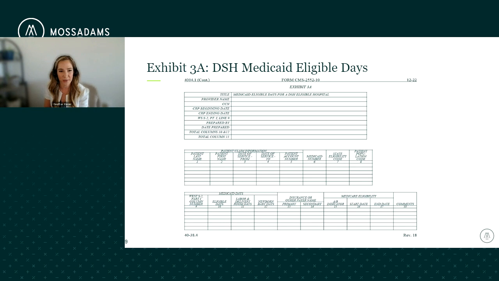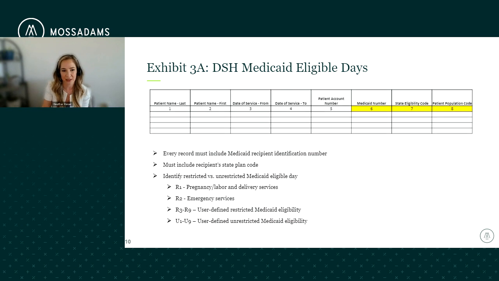It is for the DSH Medicaid eligibility days. Right here on the screen, I'm sure plenty of you have seen this template time and time again, but what we'd like to do today is go through the issues and cover things related to the new fields that have been provided and the issues that came across with our current clients as we went through the 930 cost reports for this first round.